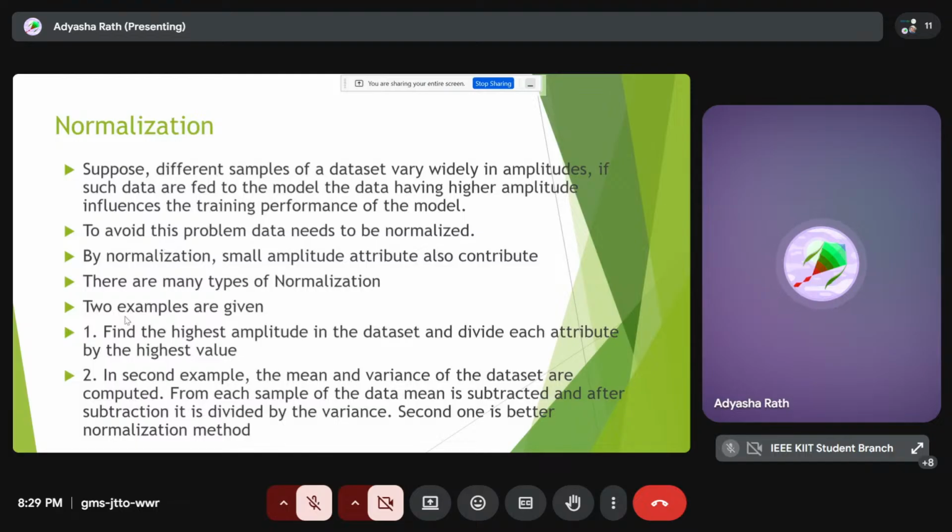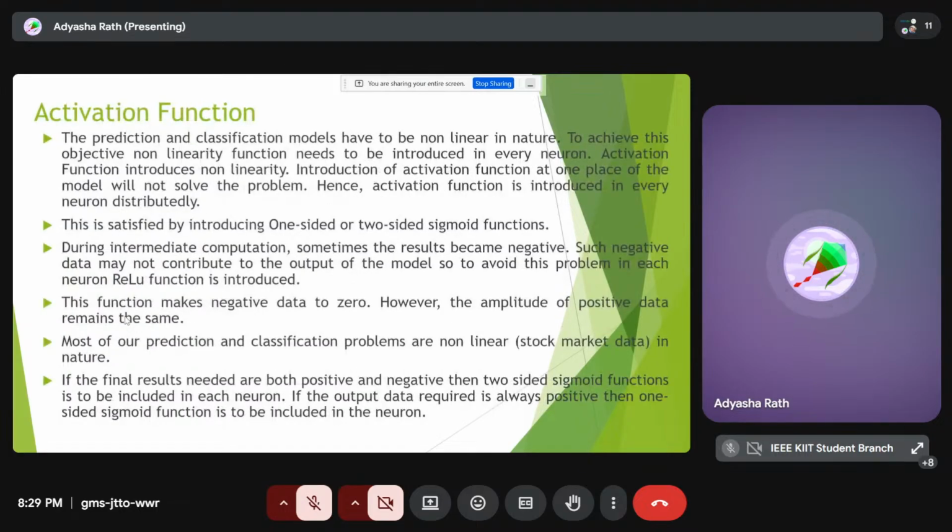Normalizations, we discussed different types of normalizations. Activation functions: in most of the neural networks we are using activation functions, because prediction and classification models have to be nonlinear in nature. To achieve this objective, a nonlinear function needs to be introduced in every neuron, and activation functions introduce nonlinearity. Introduction of an activation function at one place of a neuron will not solve the problem, so the activation function is introduced in every neuron distributedly. This is satisfied by introducing one-sided and two-sided sigmoid functions.